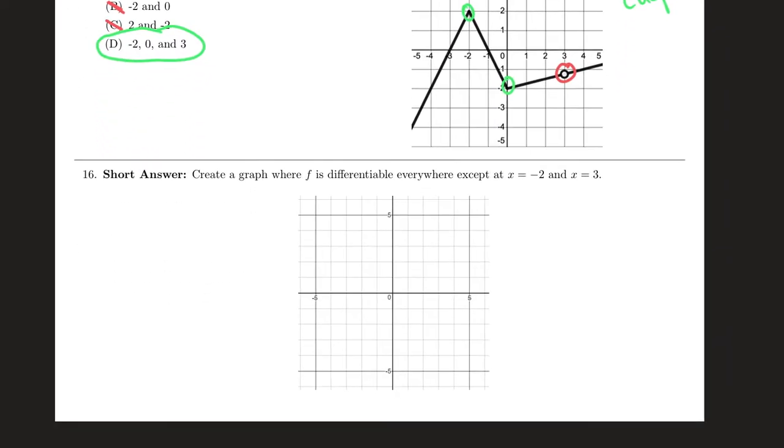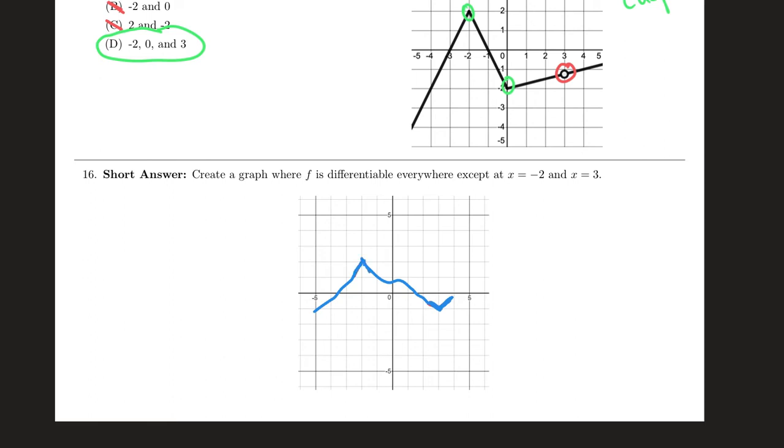And for 16, create a graph where it's differentiable everywhere except -2 and 3. So basically just draw a continuous graph that has problems at -2 and 3. We can use that previous example as our motivation. At -2 we could have a cusp, and at 3 we could have a cusp, and then just make it nice and smooth from there. A smooth curve down there, a smooth curve, with real sharp corners at -2 and 3.